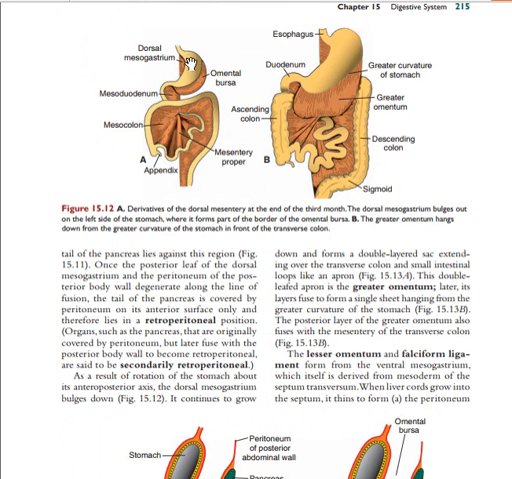You have the dorsal mesogastrium, you have the omental bursa, which is produced between the stomach and the liver. You have the mesojejunum, you have the mesocolon here, you have the mesentery proper, the mesentery proper for the intestine.